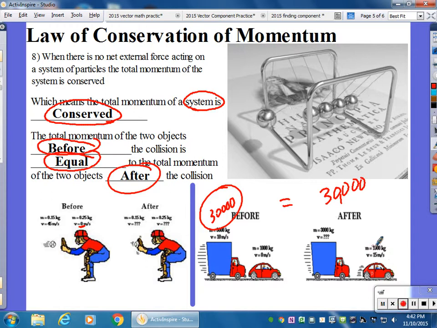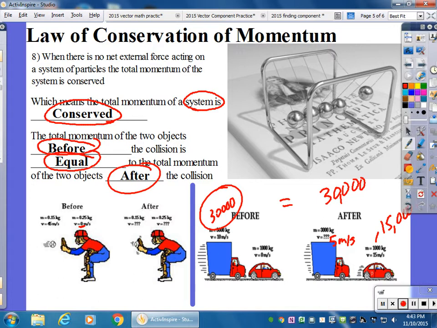So if this car has a mass of 1,000 and a velocity of 10, so this car's momentum is 15,000. Then we would know that this car's momentum has to be 15,000 as well, because these two together have to equal the 30,000 that was there before the collision. Since its mass is 3,000, then we would know that its new velocity after the collision would be 5 meters per second. So we can use this whole conservation of momentum to solve for velocities of objects before and after a collision, because the 30,000 of the total momentum of both objects before the collision must be equal to the 30,000 of the total momentum of both objects after the collision.